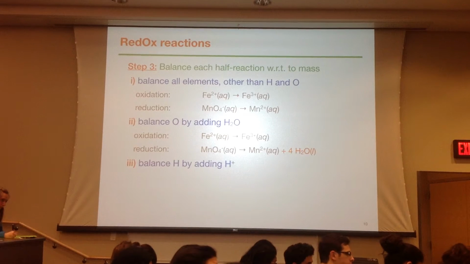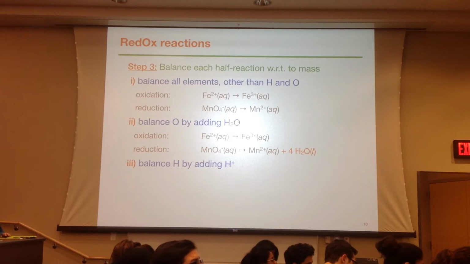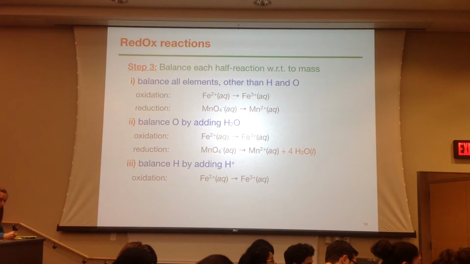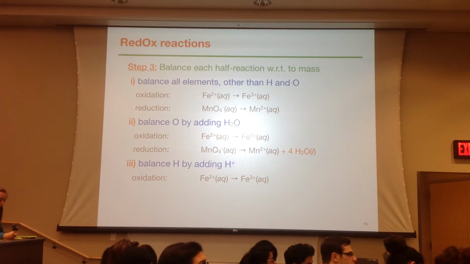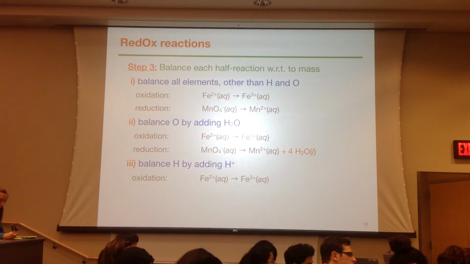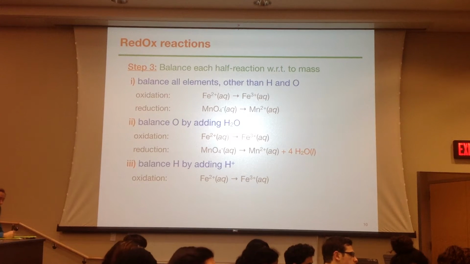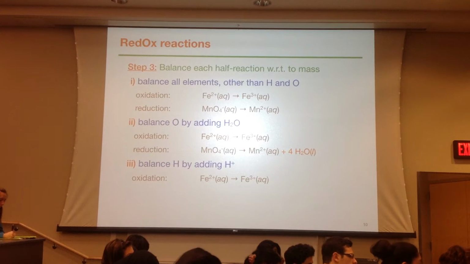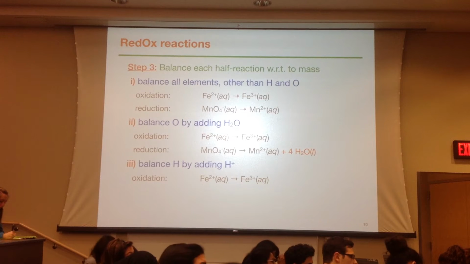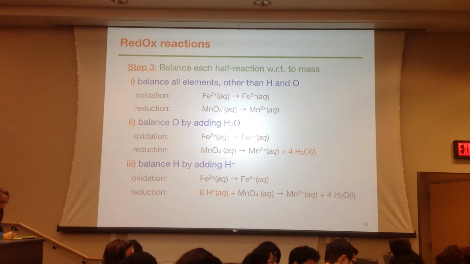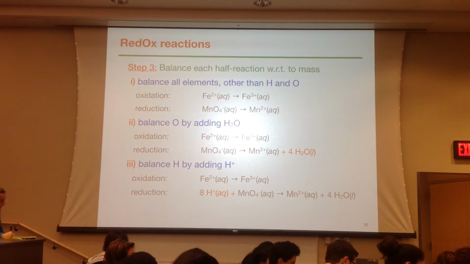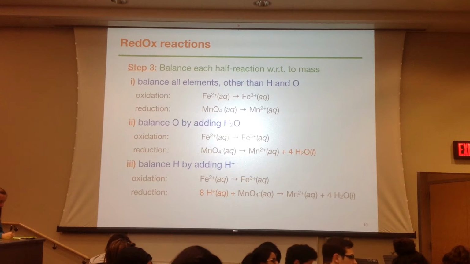Now we need to balance any H present by adding hydronium, or protons, H+. Well, we have no H's in the oxidation half reaction, so again, we're going to do nothing. But for the reduction half reaction, since we had that water, we now have 4 times 2, we have 8 protons on the product side. Meaning I have to add 8 protons to the reactant side for the reduction half reaction. Alright? So we are in acidic conditions.